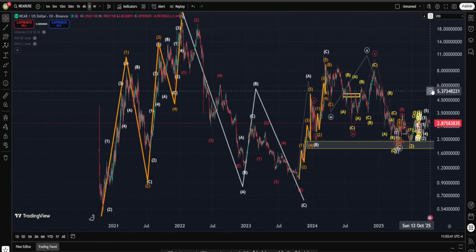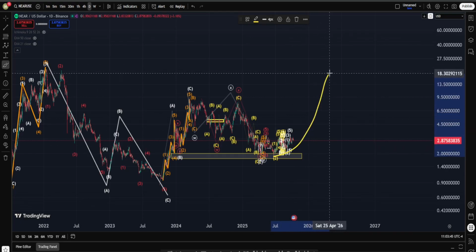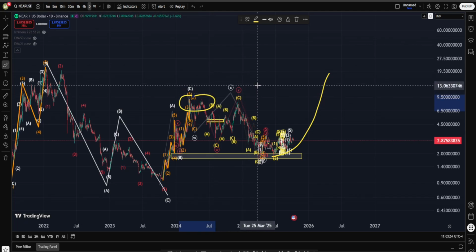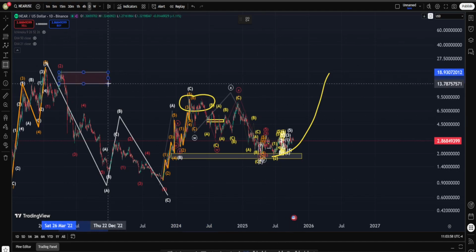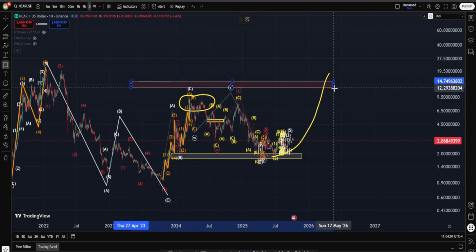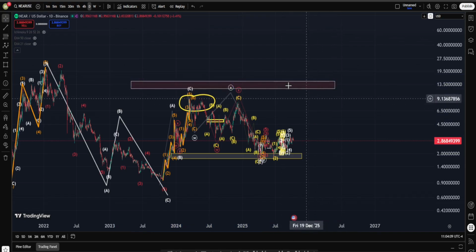Now, in Near Protocol, I do believe that we are going to get at least another move up in order to take the highest high in here for the first target, about $9. But I think we're actually going to go quite a bit higher than that, somewhere around preferably this area. Let's just take this one again, between $12 and about $11 and a half. Now, why is this region so important? For two very important reasons.